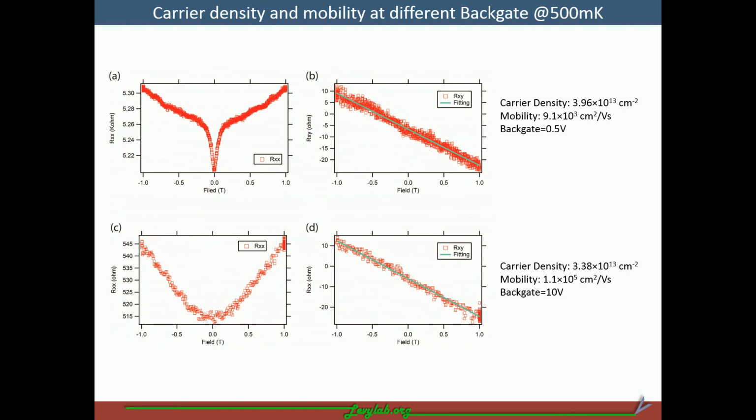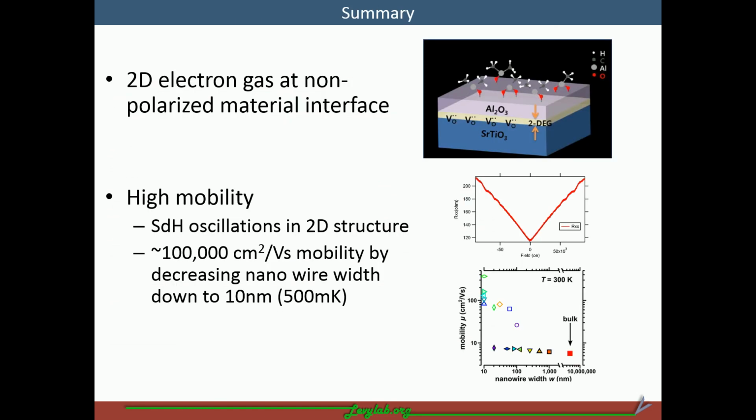Basically, we change the distribution of the 2D electron gas. It's not truly 2D because it has a 3D distribution along the z-axis. So we change this distribution and get high mobility by applying a 10-volt back gate. The number is 100,000. As I said before, the typical mobility in oxide structures is around 1,000, so 100,000 is quite a large mobility.